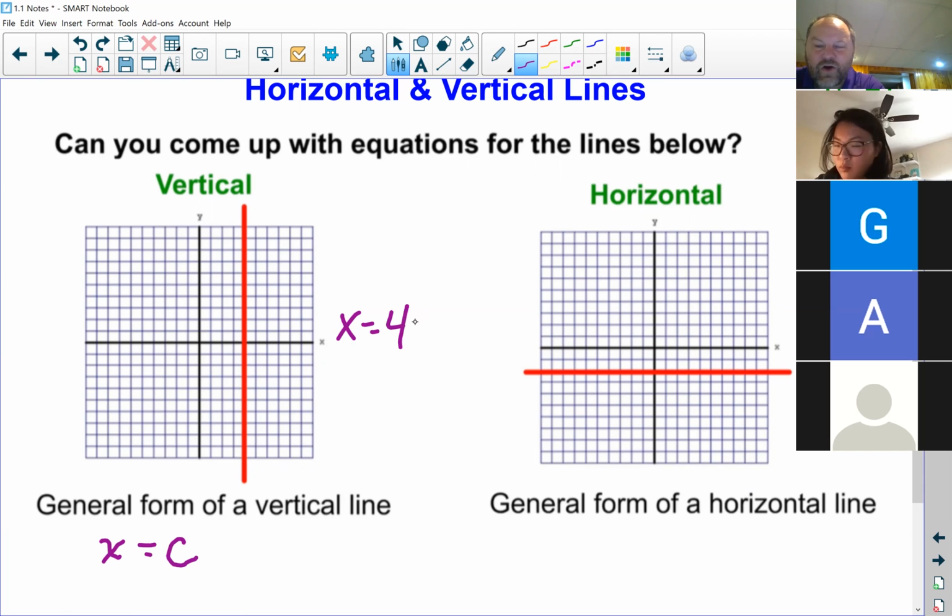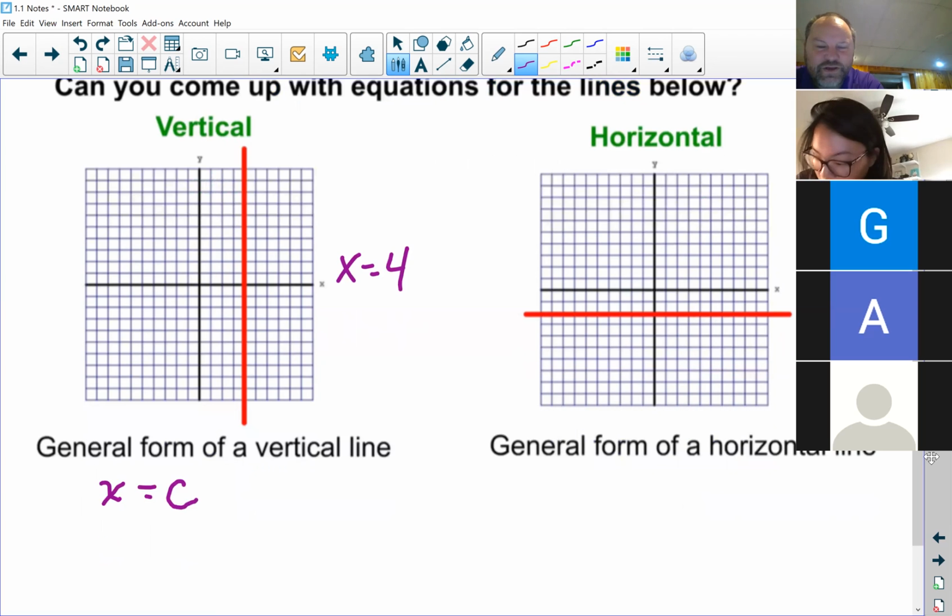For a horizontal line, all of the y coordinates are the same. So again, our general form is y equals some value c. And for the example here, y would equal -2. A vertical line, remember we said earlier, has undefined slope. A horizontal line has 0 slope.